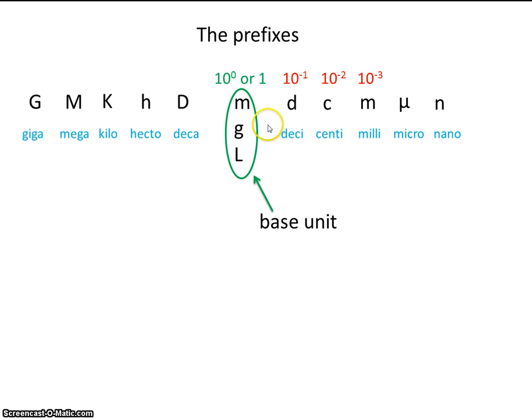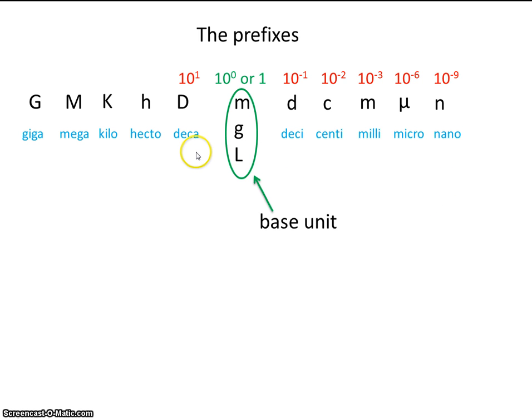So remember, all of these here are smaller than the base unit, and all of these here are larger than the base unit. How small is micro, do you know? Well, now it begins to jump by a factor of 1,000. So this is actually a millionth. So what do you think nano would be? Yeah, nano is a billionth.